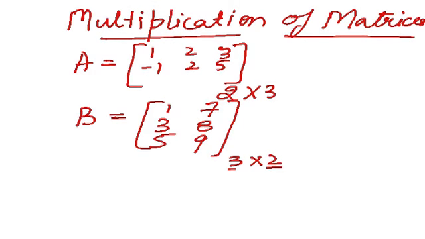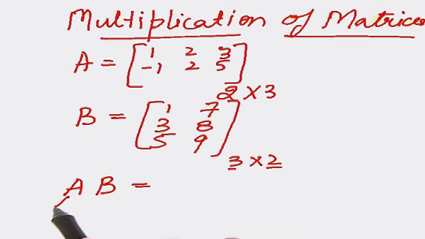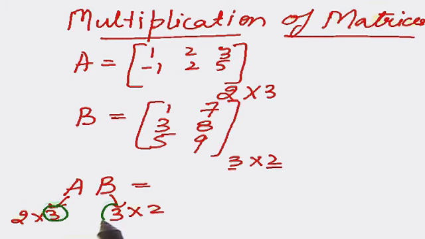Friends, we can multiply two matrices if the order of the two matrices allows it. Like we need to multiply A and B. The order of A here is 2 by 3 and the order of B here is 3 by 2. As we can see, the number of columns in matrix A is equal to the number of rows in matrix B. This is the basic condition for how we can multiply two matrices.